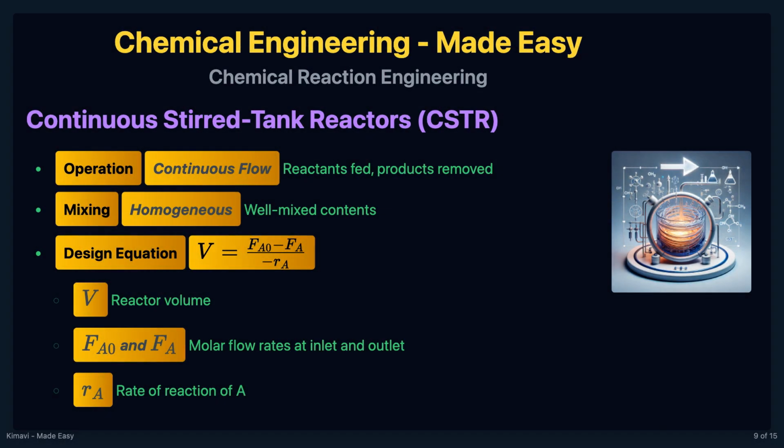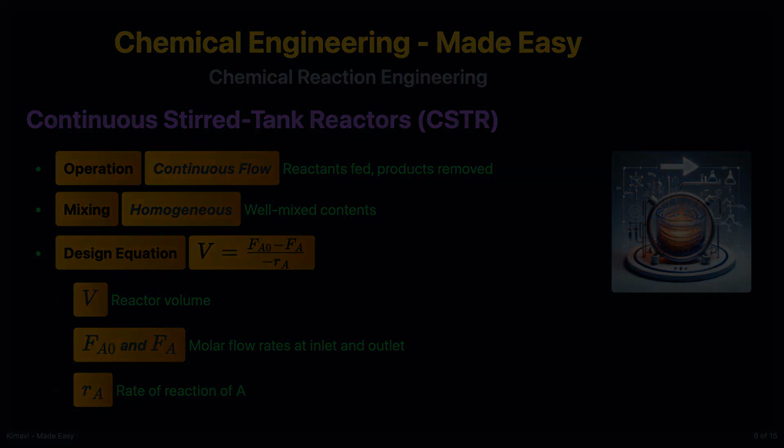A continuous stirred tank reactor, or CSTR, is a reactor in which reactants are continuously fed into the reactor and products are continuously removed. The contents of the reactor are well mixed, and the reaction occurs at a constant concentration. The design equation for a CSTR is V equals the difference between the molar flow rates of A at the inlet and outlet divided by the negative rate of reaction of A. Here, V is the reactor volume, FA0 and FA are the molar flow rates of A at the inlet and outlet, respectively, and rA is the rate of reaction of A.